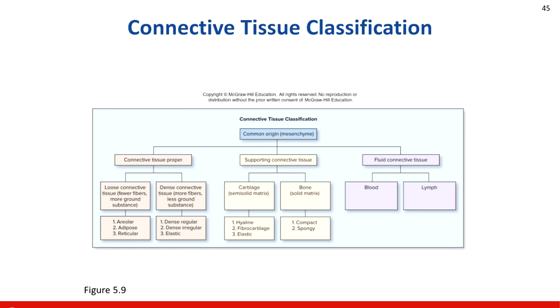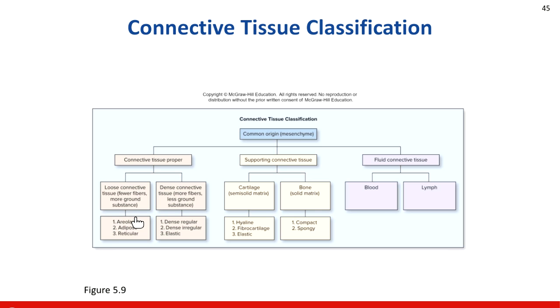Okay, so again, we've got another chart, or diagram. I would start off with this, and I teach this to my other sections as well, so you folks are no different. When we're talking about connective tissue classification, we break it down into 3 different types: connective tissue proper, supporting connective tissue, and fluid connective tissue. When we get into connective tissue proper, we break it down into loose and dense connective tissue. And there's 3 types of each.